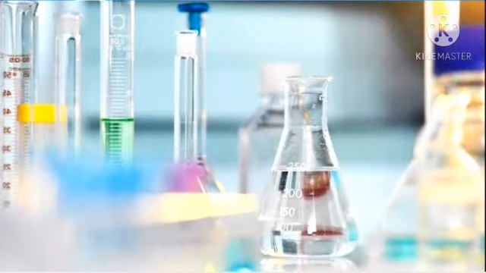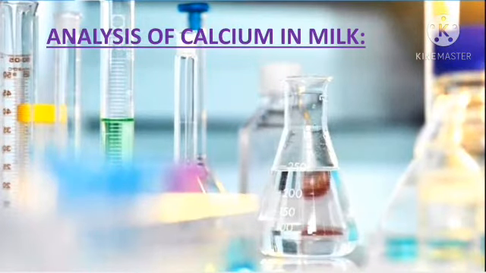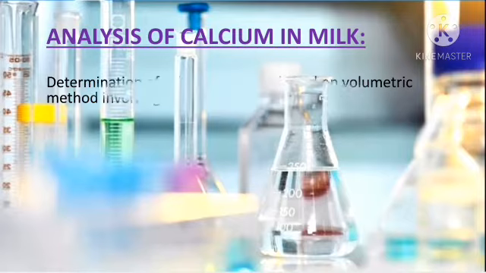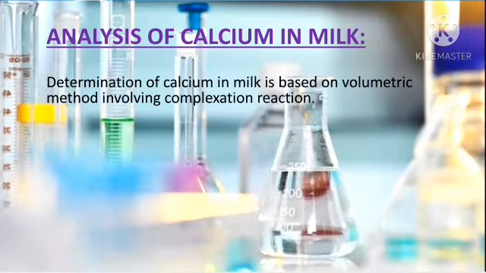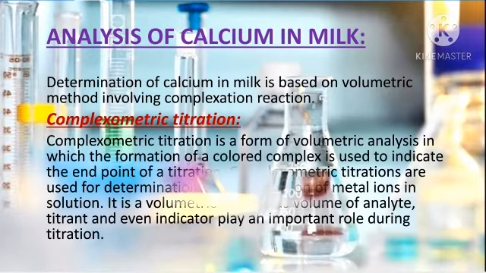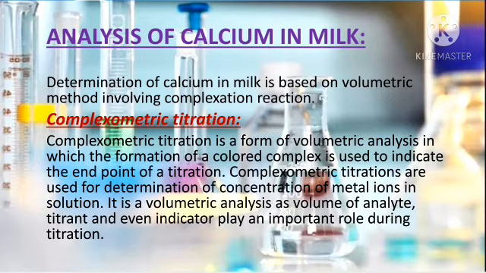Now I would like to explain the background theory of my topic. Determination of calcium in milk can be carried out by complexometric titration. Complexometric titration is a form of volumetric analysis in which the formation of a colored complex is used to indicate the endpoint of a titration. Complexometric titrations are used for determination of concentration of metal ions in solution. It is a volumetric analysis as volume of analyte, titrant, and even indicator play an important role during titration.